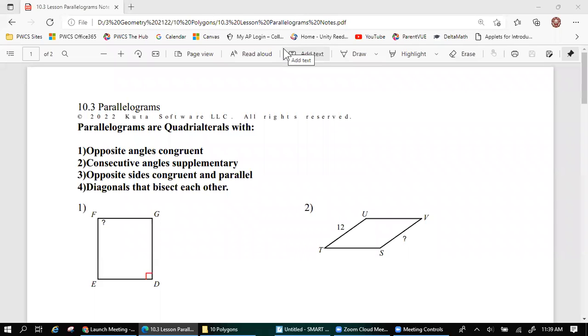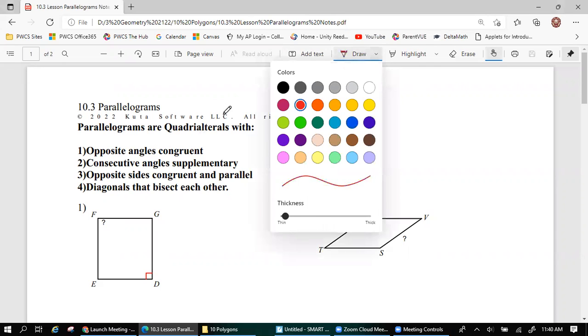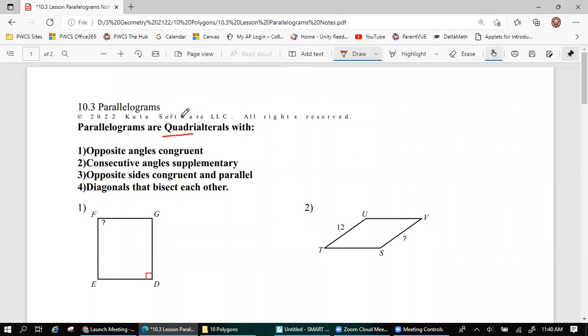Hey y'all, today we are going to continue talking about polygons, and we're going to talk about specific polygons. Today we'll talk about quadrilaterals. Quadrilaterals are polygons with 4 sides. That's what the quad means. That means there's 4 inside angles and 4 outside angles as well.